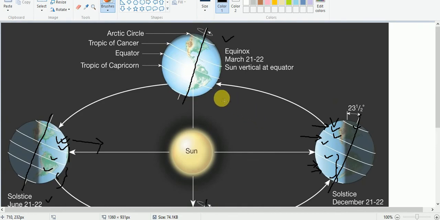Neutral. So during this time, on March 21 or 22, we will get equal daytime and equal night time. Along the equator and the Tropics of Cancer and Capricorn, we will get equal night time, and that is why this is known as equinox. Equinox means equal night. Nocturnal means night time.